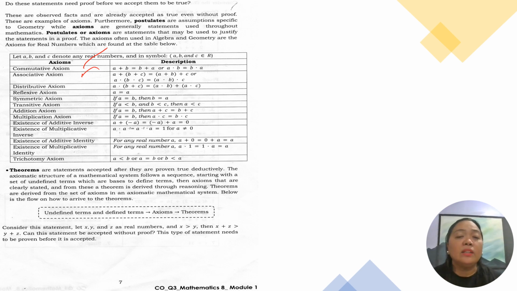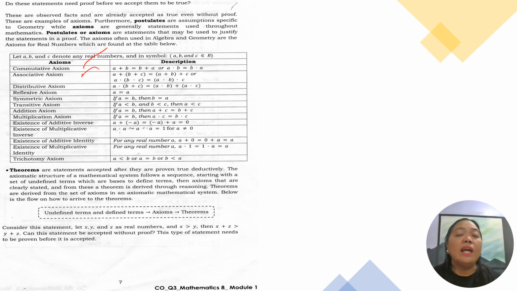Let's go to the addition axiom. By the addition axiom, all we need to do is to add to both sides of our equation. For example, if A is equal to B, then we can add C to both sides, and we have A plus C is equal to B plus C. That's the addition axiom. You need to add to both sides. Whatever you do to the left side of the equation, you will do the same to the right side of the equation. We also have the multiplication axiom.